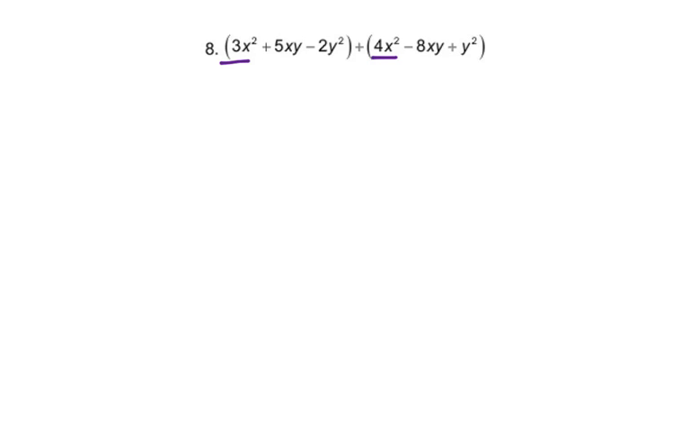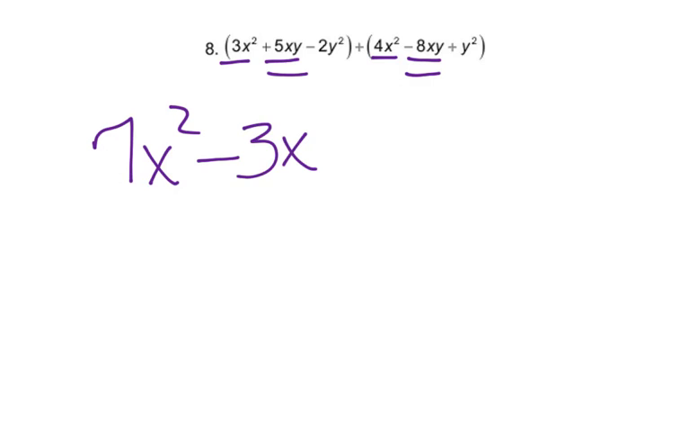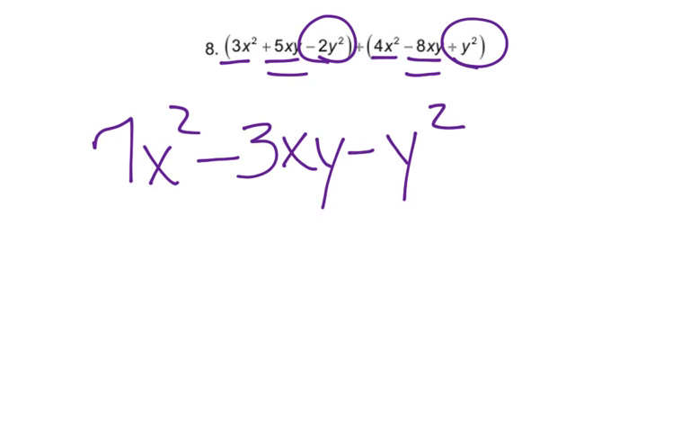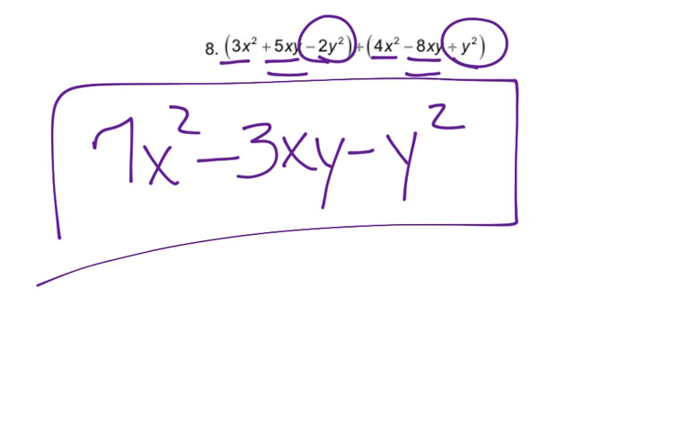3x squared plus 4x squared, 7x squared. 5xy minus 8xy. Use your calculator because of signs. Minus 3xy. Negative 2y squared plus 1y squared is minus y squared. You're not changing any of the letters. You're not changing any of the exponents. You're just combining like terms.